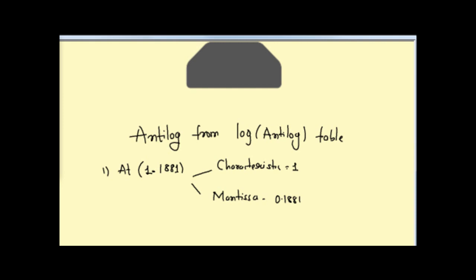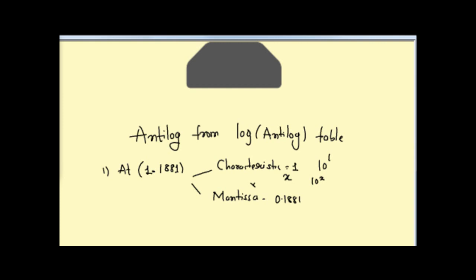Right? In this part, what you have to do is take 10 to the power of the characteristic value. In this case the characteristic value is 1, so antilog will be 10 raised to 1. Now suppose it would have been 2, then the antilog will be 10 raised to 2. For any general characteristic value of x, antilog will be 10 raised to x. Right? The mantissa part is 0.1881.